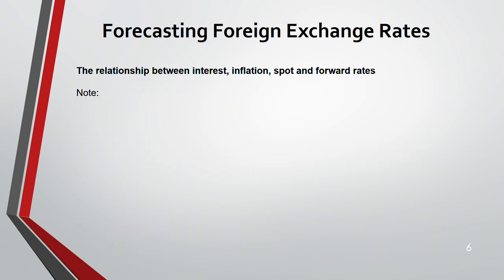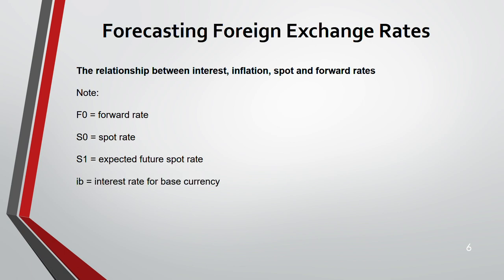Now, you need to know the relationship between interest, inflation, spot and forward rate. Then only can you forecast the foreign exchange rate. F0 stands for forward rate, S0 spot rate, S1 is expected future spot rate, I stands for interest, B is the base currency. What is this base currency and counter currency? I will explain when we do a question, but just right now, keep in mind that IB stands for interest for base currency, IC is interest for counter currency.